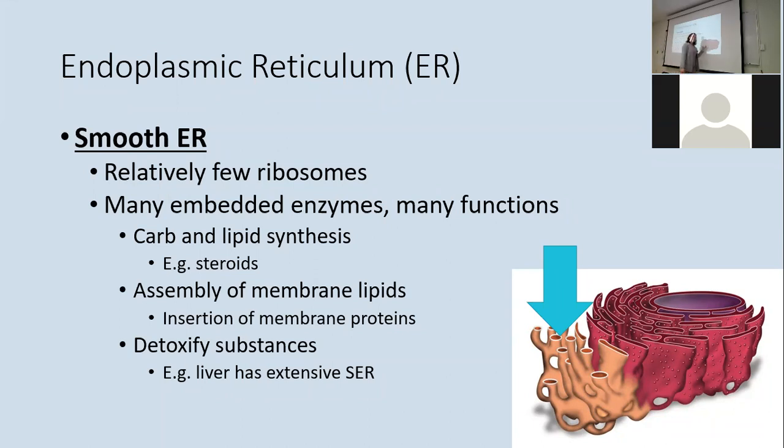We're making our carbs and lipids in the smooth ER, right? Our nucleic acids are in the nucleus. So here's kind of all of our four biological macromolecules all sorted out to their respective spaces, right?